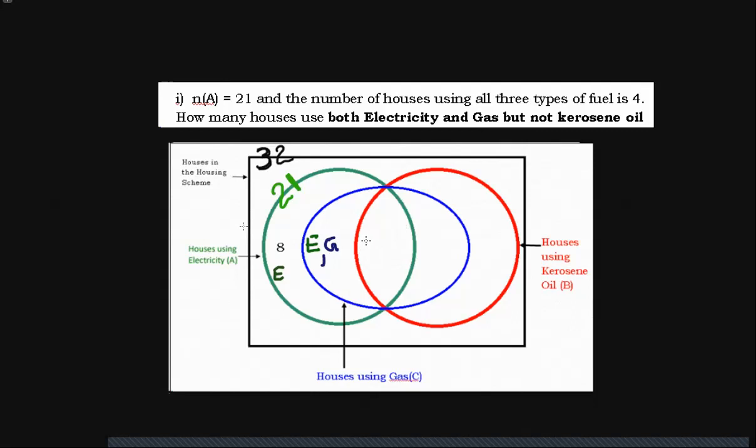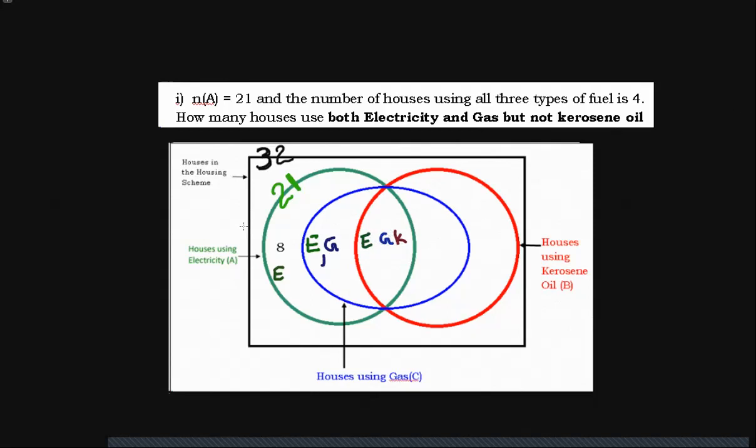Now the other one, is it inside the green circle? Yes, electricity. And is it inside the blue circle? Yes, it is. So that's gas. And is it inside the red circle? Yes, it is. It's kerosene. So this region is owned by electricity, gas, and kerosene.